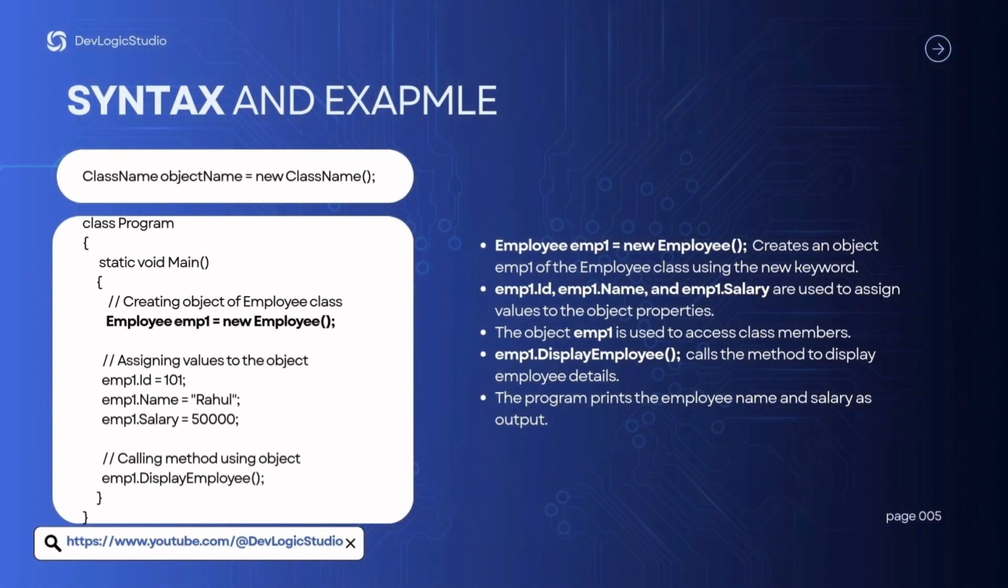Now let's see the syntax and example of an object in C Sharp. First we define a class, then inside the Main method we create an object using the new keyword. So Employee emp1 equals new Employee. Here emp1 is the object of the Employee class. After creating the object, we can assign values to its properties like emp1.Id, emp1.Name, emp1.Salary, and then we can call the method emp1.DisplayEmployee. This will display the information of the employee. So this is how an object uses the structure defined by the class.